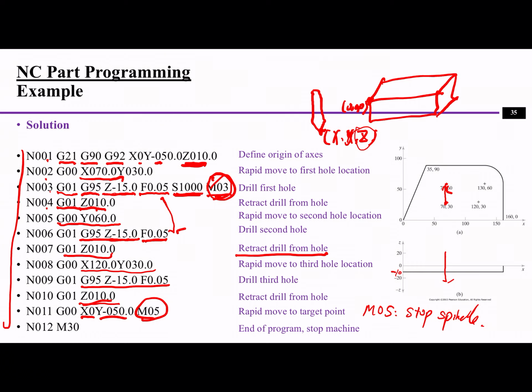That's because we're not doing any drilling anymore. Then lastly, M30 means we end the program and stop the machine. So this is how this kind of G code works in CNC machines. And I think this is a good example to demonstrate how these G codes are composed.